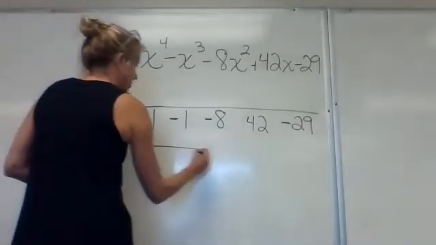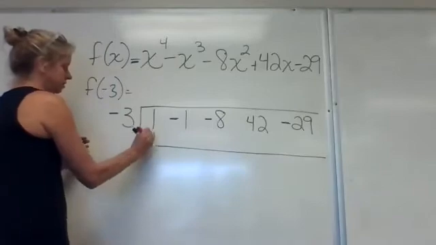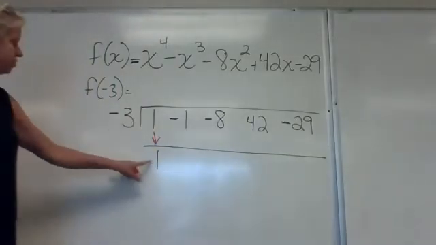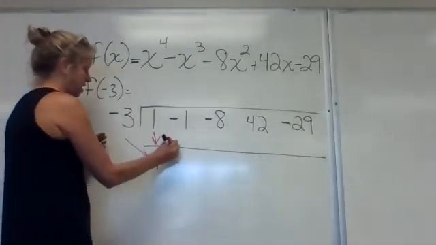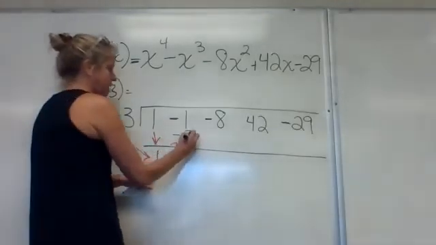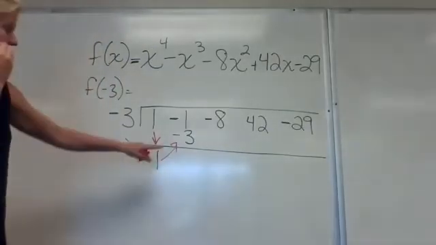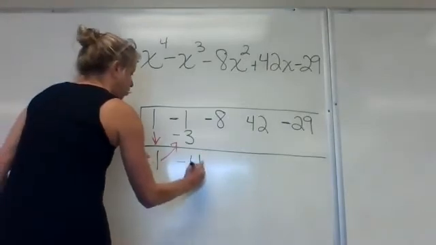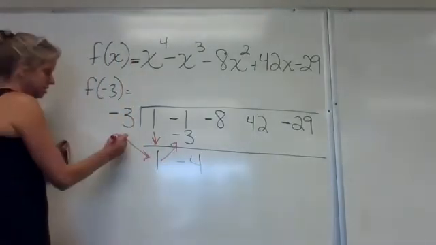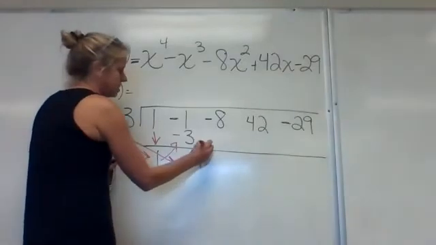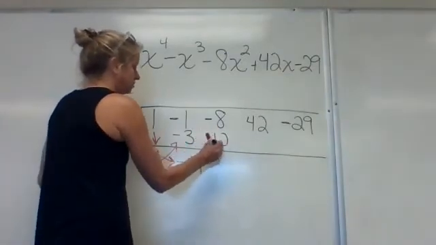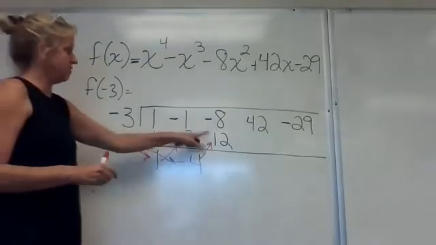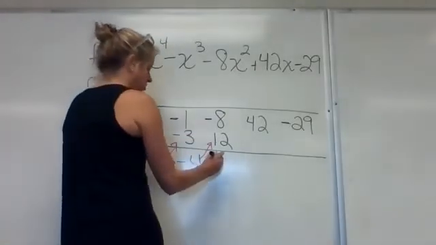And we'll start the process. Drop down the 1 to give us a starting point. -3 times +1 gives me -3. Combine that with the number on top of it. -1 minus 3 is -4. Start over. -3 times -4 is +12. -8 and 12 is 4.